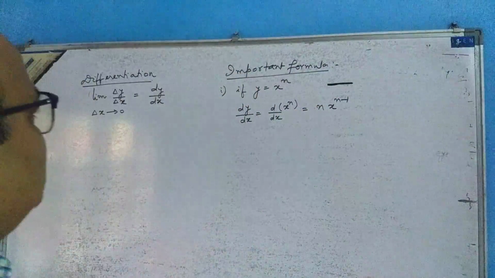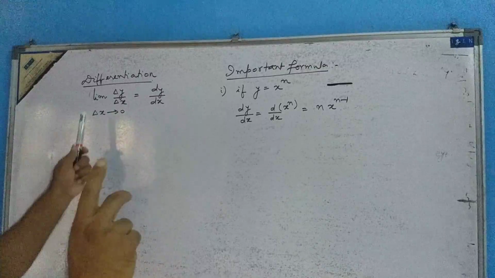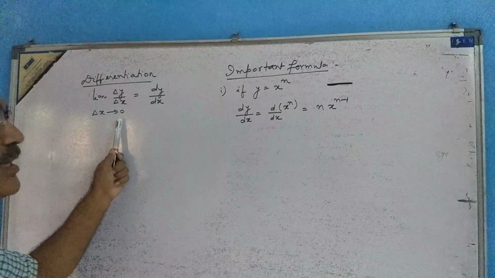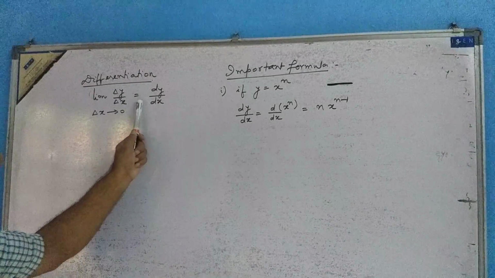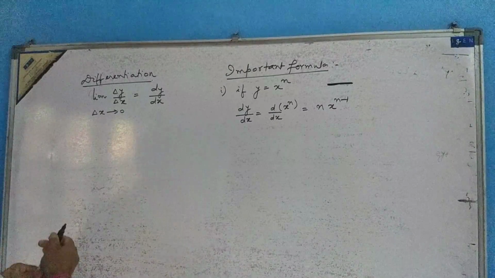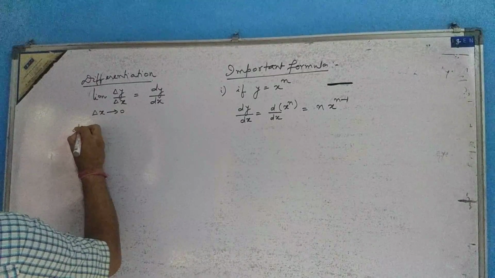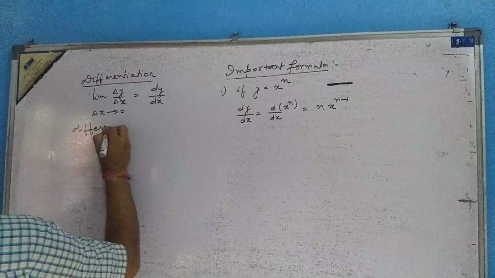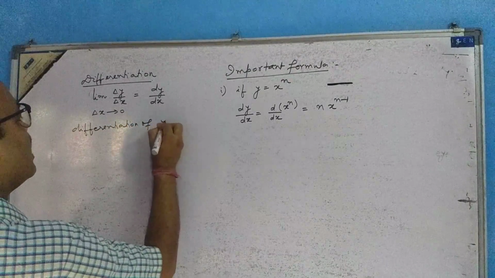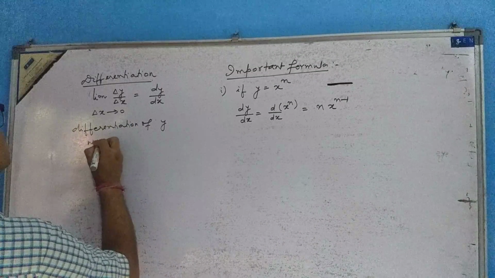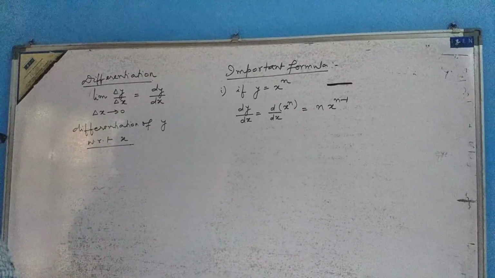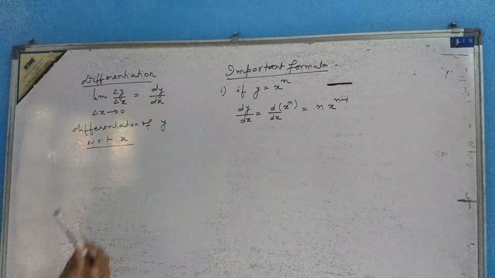Our last step was, limit delta y by delta x as delta x tends to 0 is written as dy by dx. Okay, dy by dx is called differentiation of y with respect to x. It is differentiation of y with respect to x.